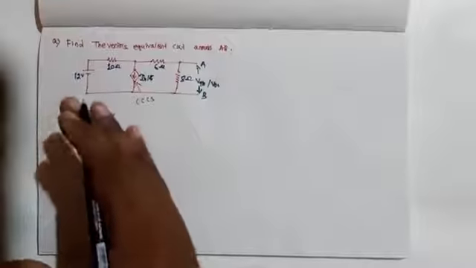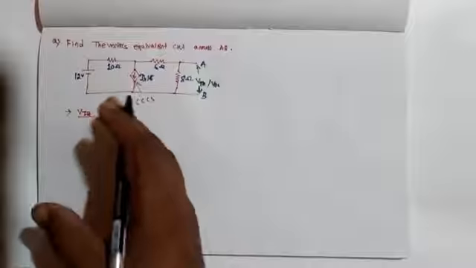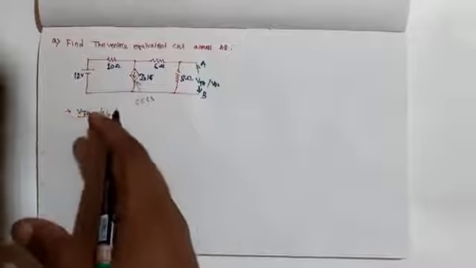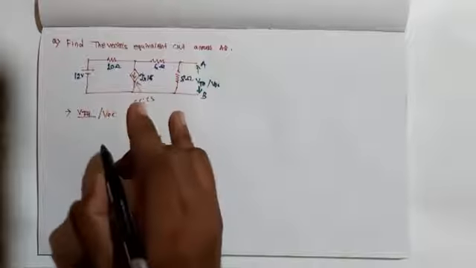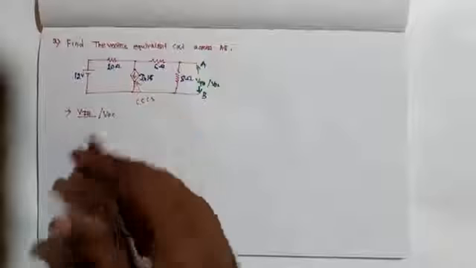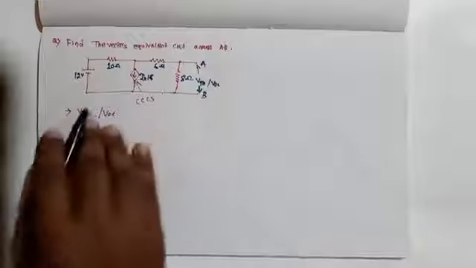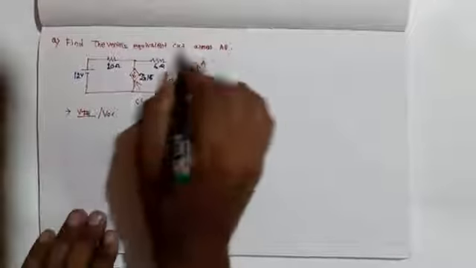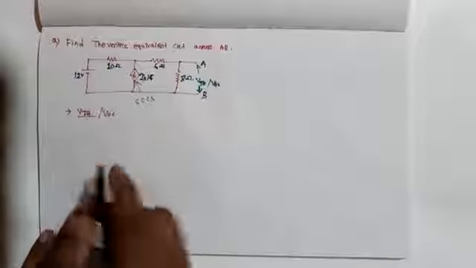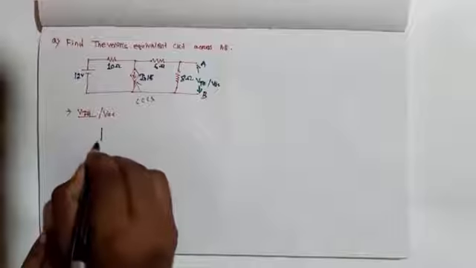This is the general method, as in the previous method, to find VTH. The only difference is in finding the Thevenin's resistance, which we will study later. First we deal with Thevenin's voltage. To find it, we redraw the circuit.